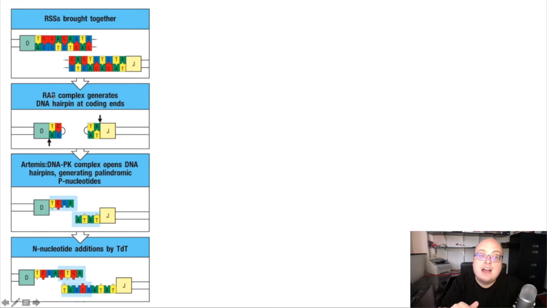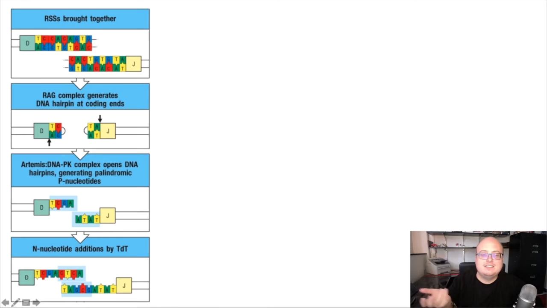We bring together the D and the J segment, and these nucleotides make up their recombination signal sequences. So remember that RAG, that enzyme complex, cleaves off the recombination signal sequences, but it actually leaves a couple of nucleotides behind on both sides. And that cleavage, remember, forms a hairpin, the covalently linked hairpin, which closes off the end of the DNA backbone so that nothing new can be added.